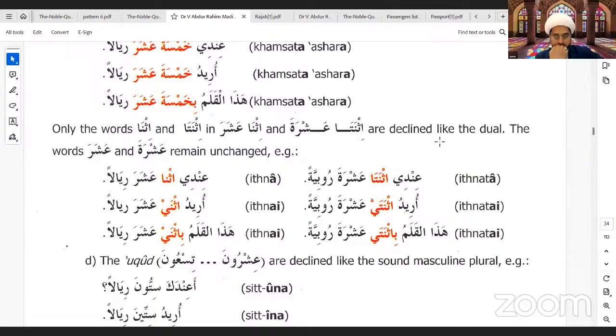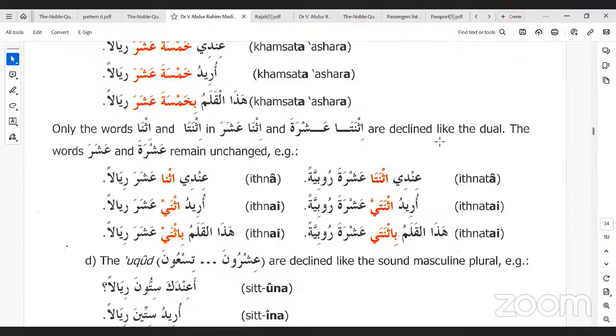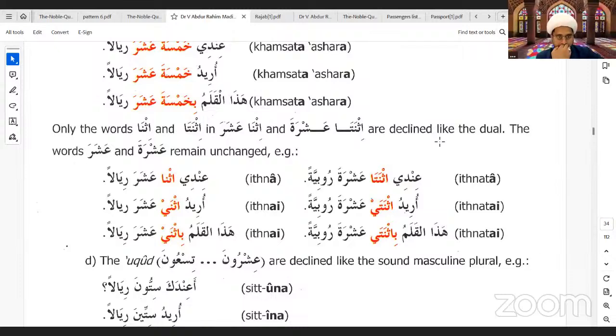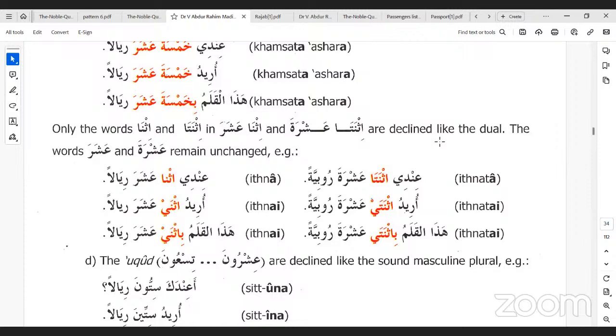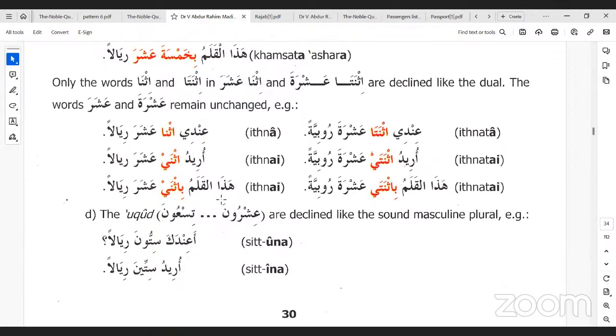Uridu ithnai ashara riyalan. I want 12 riyals. And uridu ithnatai asharata rubiyatan, and I want 12 rupees. Haza qalamu bithnai ashara riyalan. This pen is for 12 riyals. هذا قلم باثنتي عشرة روبية. This pen is for 12 rupees.